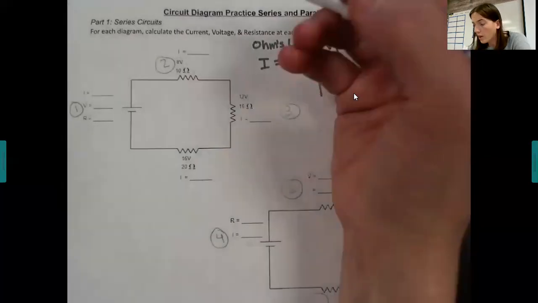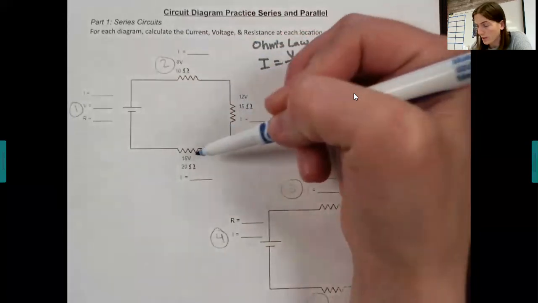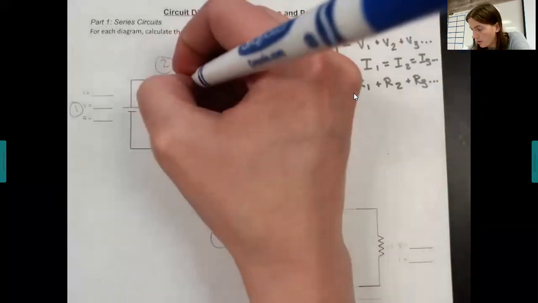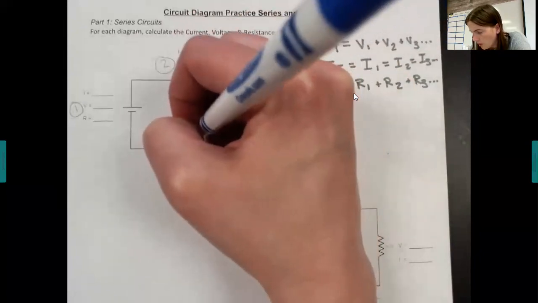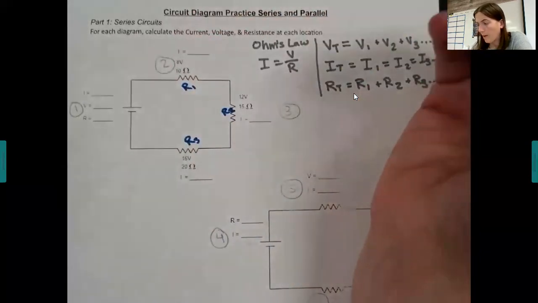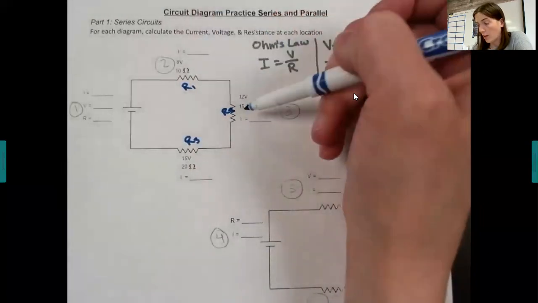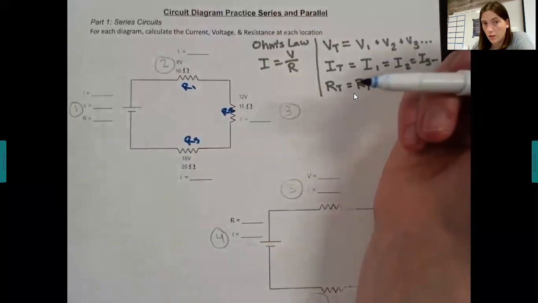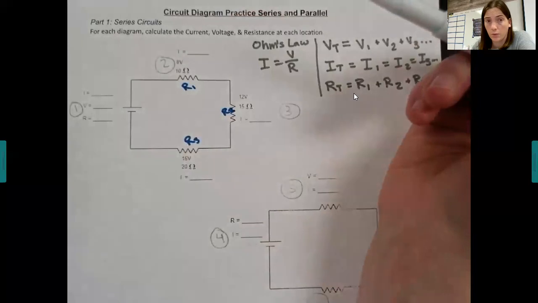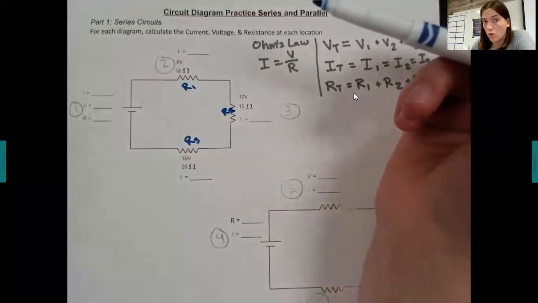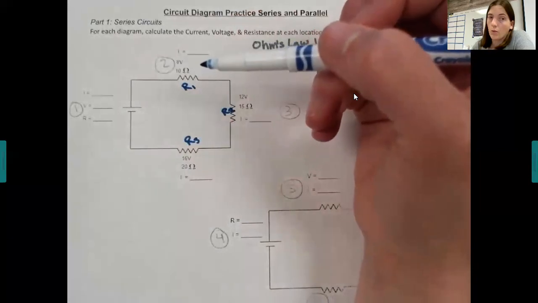Okay, with this first one, let me go ahead and switch colors. So here's where our battery is. Here are the 3 resistors, so we'll call them R1, R2, R3. It is wanting to know what the current is at each one, and then at the battery, it's wanting to know the current, the voltage, and the resistance. Let's see, where do I want to start?